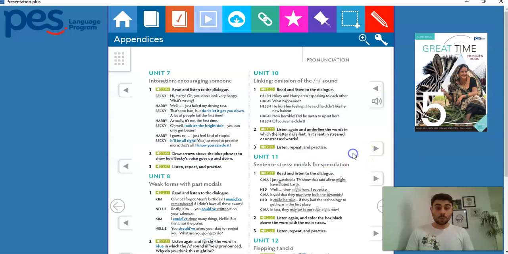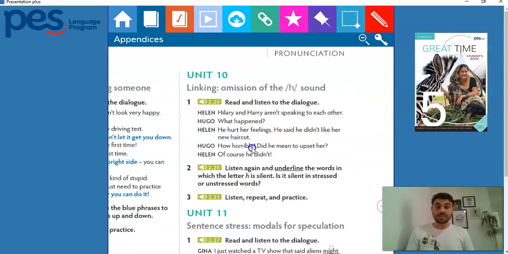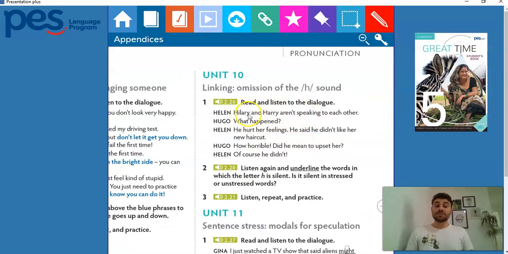Okay, so as you might have noticed, lots of words in this conversation start with the letter H. So we have, for example, Hillary, Harry, happened, he, hurt, her, he again, her, haircut, how, horrible, he, her, and he again.